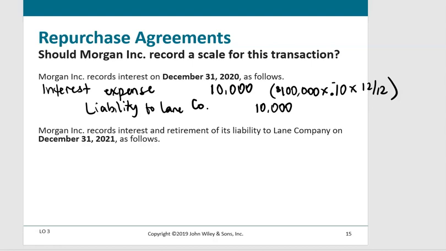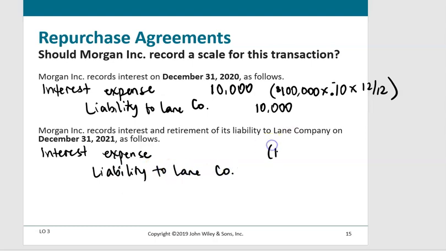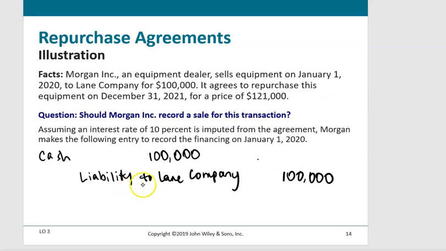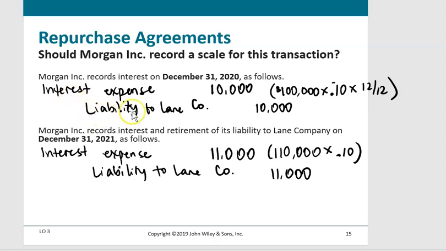So Morgan Company needs to record additional interest expense, the interest expense that relates to the accounting period 2021, an additional increase to the liability to Lane Company. This is in the amount of the beginning balance in the liability times the imputed interest rate of 10%. Or we can look at this as our liability started out as 100,000. As time passed, we recorded interest expense, we increased it to 110, and we know that we're going to have to pay off 121, so that additional amount is booked here as another increase to the liability.